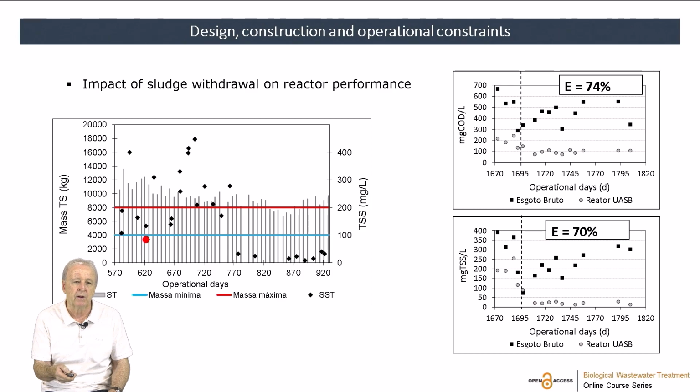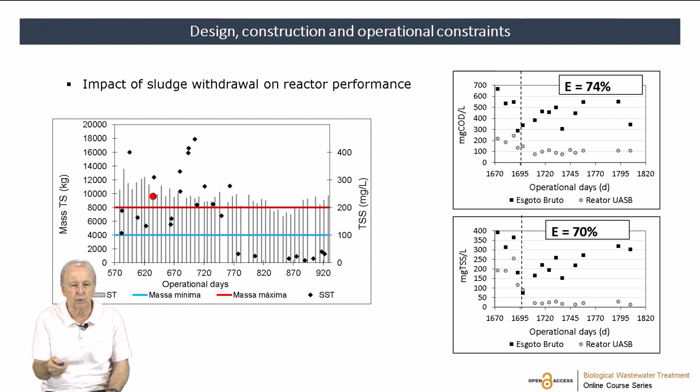And what happened? The total suspended solids concentration, indicated by these black points here, you can see that the concentrations were above 100 milligrams per liter, 200, 300, even around 400 milligrams per liter, when the expected concentration is usually below 100 milligrams per liter in well-operated reactors. And well-operated here means more or less to have a good management of the sludge.